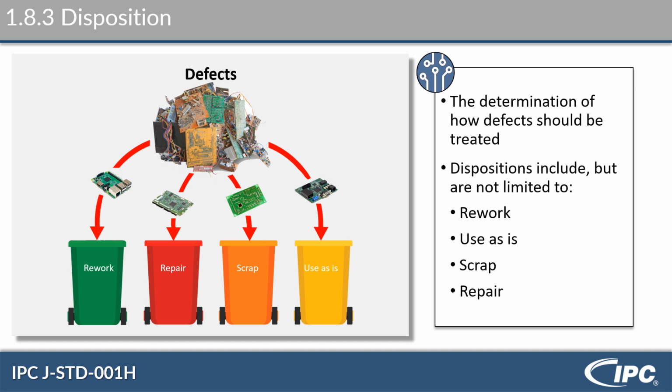Defects. So this is disposition. We mentioned disposition earlier. Disposition means the determination of how defects should be treated. Dispositions include, but are not limited to, rework, use as is, scrap, and repair. There is a difference between rework and repair. Repair is typically something done aftermarket, like if you're out in the field, something that's already been sold and installed by the customer, and it breaks and you need to just have it fixed real quick, basically get it back to functionality.